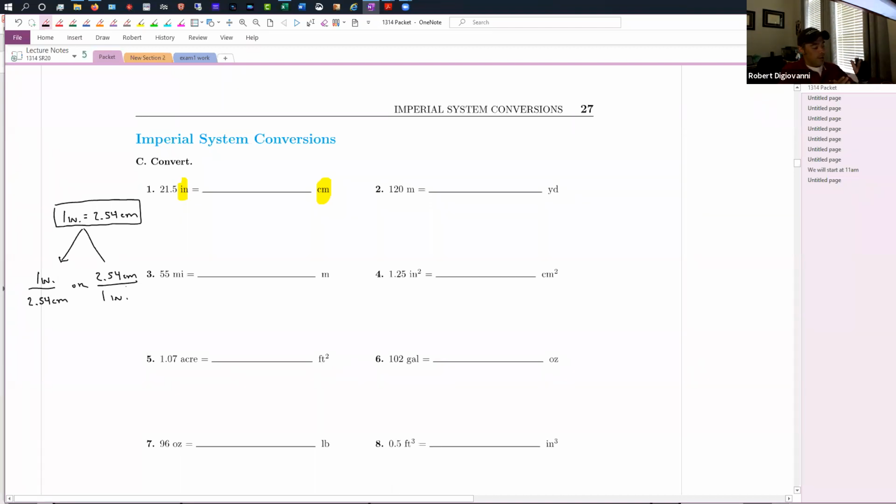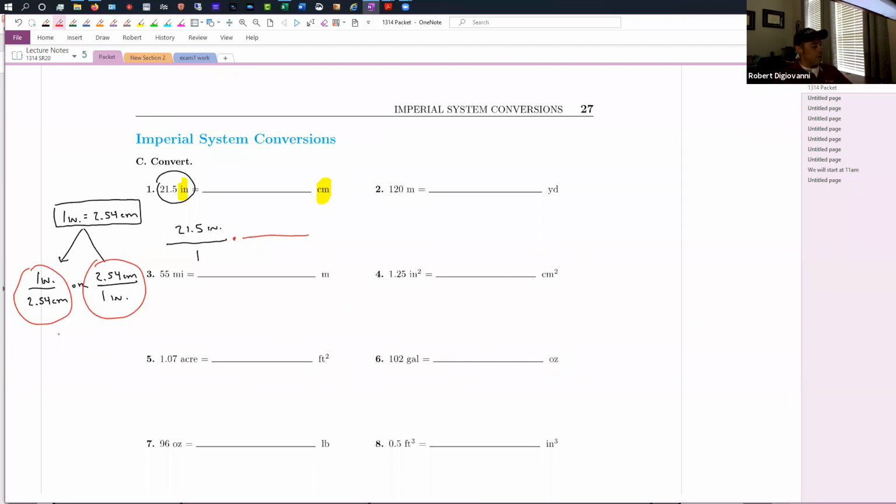Okay, so we're going to determine which one it is, but what we'll do is we'll start out by writing down the left-hand side, 21.5 inches, and then what you'll always do is you'll put that over 1. So what we're doing is we're making a fraction out of it. We're saying 21.5 inches over 1. Well, that's still 21.5 inches. Now what we'll do is we will multiply by one of these two. And does anyone know which one I'm going to use and why I'm going to use it?